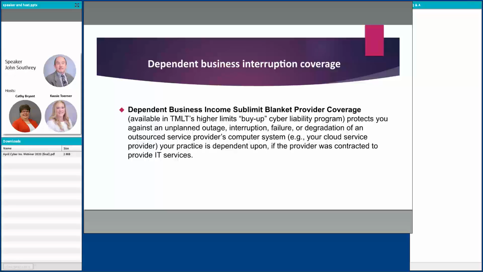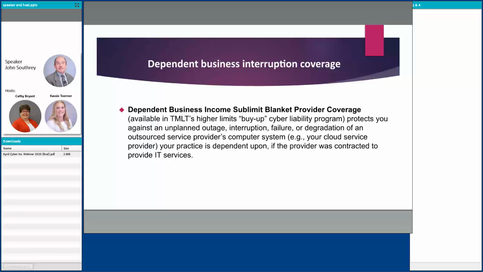Now, I mentioned that the dependent business income sublimit blanket provider coverage, also known as dependent contingent business interruption, is only available in TMLT's higher limits buy-up cyber liability program, which is an excess program to provide limits of $1 million up to $3 million, potentially higher, because $100,000 may be insufficient, and in many cases it is today with some of the breaches that we're seeing.